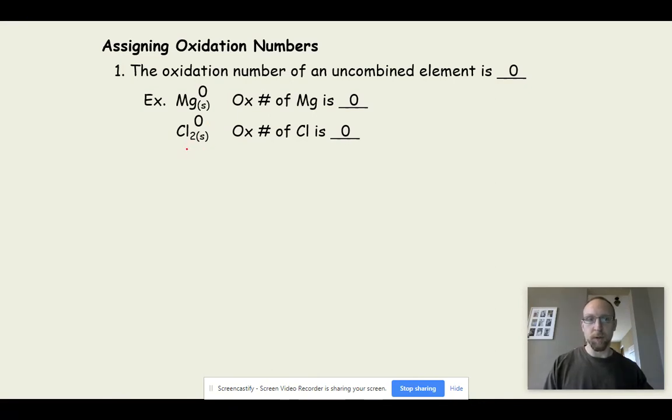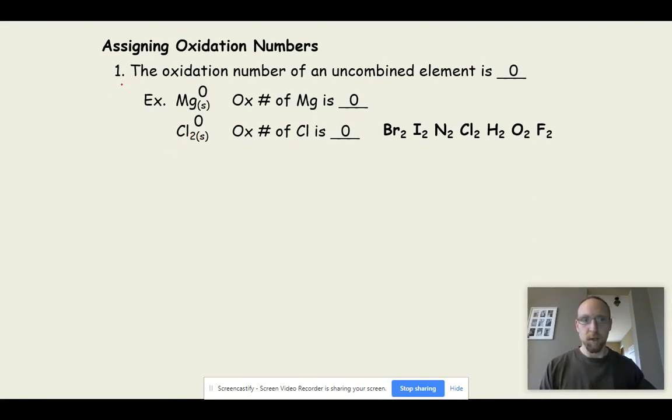So don't forget about your Brinkelhoffs, those diatomic elements. Even when they're 2 stuck together, when they're in their elemental state, they're all alone. So we still consider them all alone. If we see them by themselves, like chlorine here, it's still going to be an oxidation state of 0 because we consider that alone.